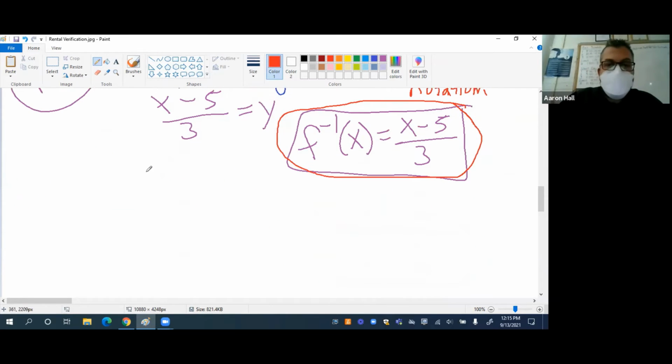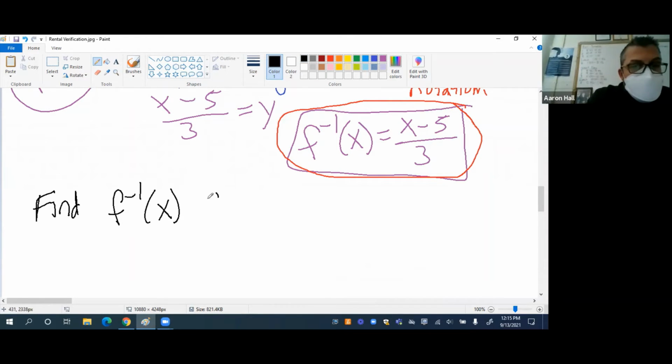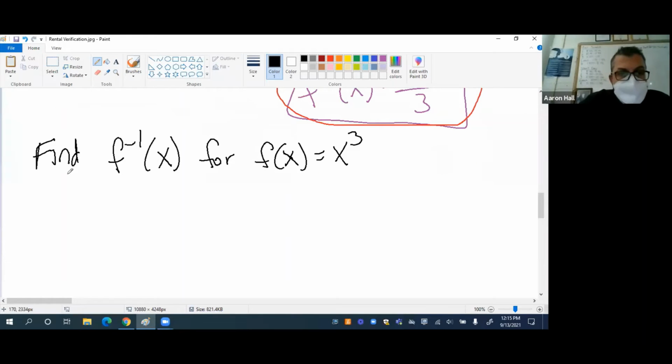This is the next one I want to find. Am I going too fast? Good speed. How do you read this? Bryn, how do you read that? Find the inverse of f of x for f of x equals x cubed. Yeah, perfect. Find the inverse of f of x if f of x equals x cubed. Nice.